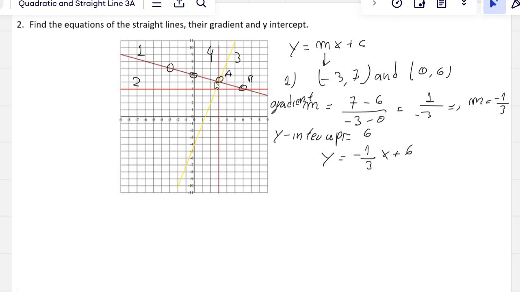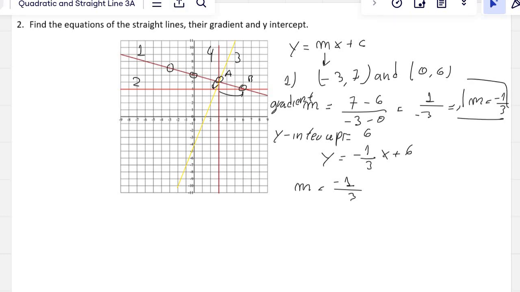Okay, you have to go 1 square back down, 1 square down, 3 to the right, and since I'm going down, this is a negative, -1/3, and it's the same.